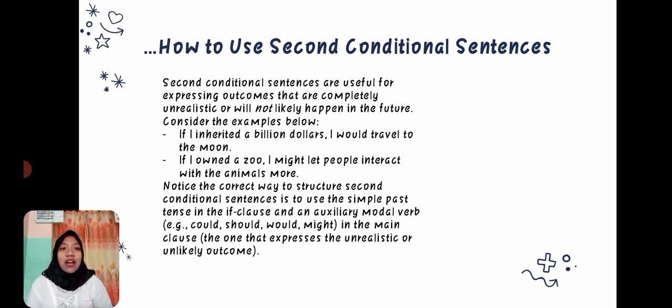Notice the correct way to structure second conditional sentences is to use the simple past tense in the if clause and an auxiliary modal verb, for example: could, should, would, and might, in the main clause, or the one that expresses the unrealistic or unlikely outcome.